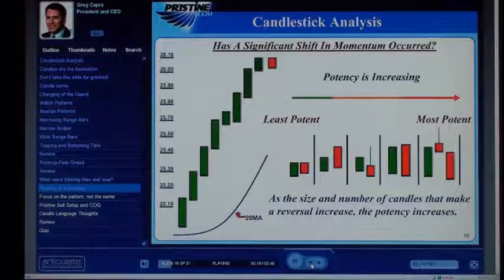Now, different patterns can form, or different types of reversals can form. As the size and number of candles that make up a reversal increase, the potency of the signal is going to increase. On the far left of our examples here, we have the least potent, meaning we have a green bar followed by a red bar where the ranges are relatively narrow. In other words, momentum just slowed down.